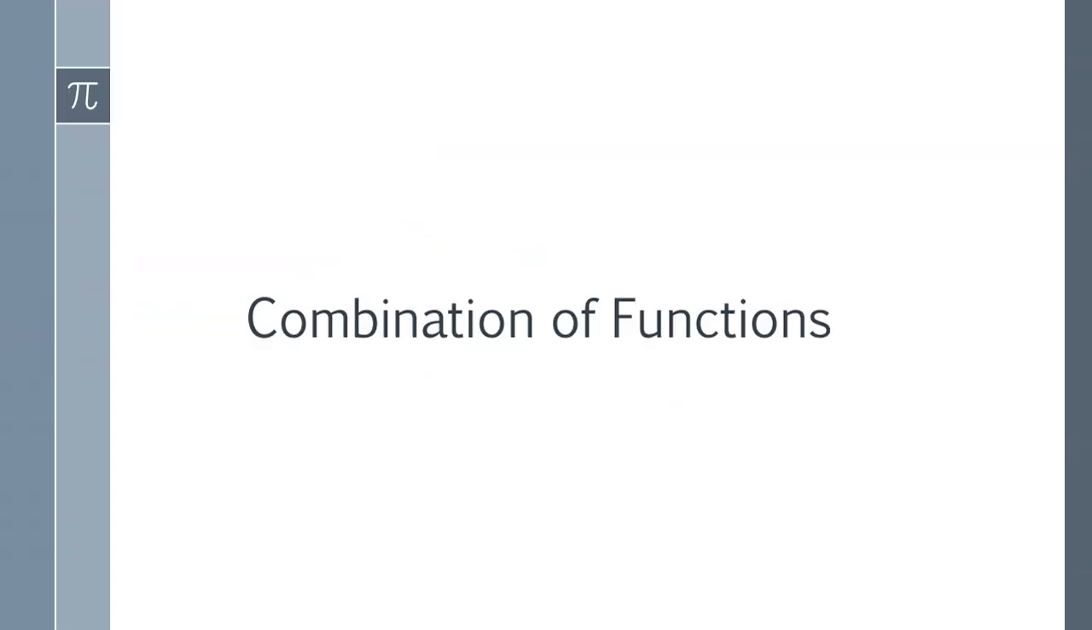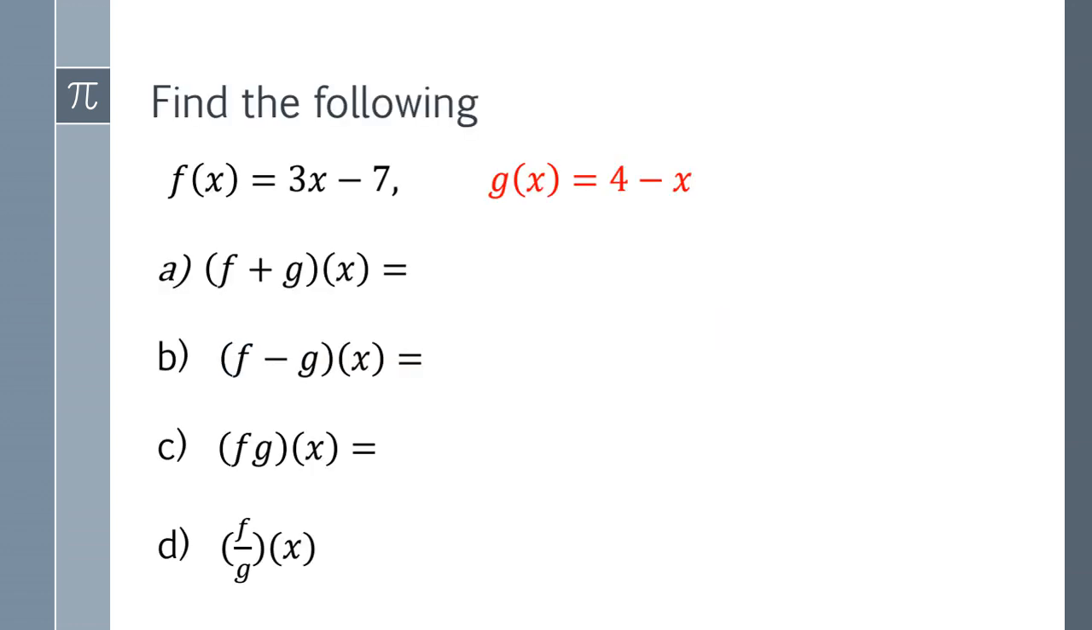Now we're going to go ahead and jump to combination of functions. So you're going to see these in section 1.8. And so here we go with these combinations. So basically what happens here is they give you two functions and we're going to combine them using operations. So we're going to use addition, subtraction, multiplication, and division.